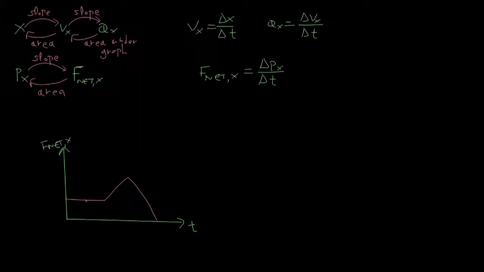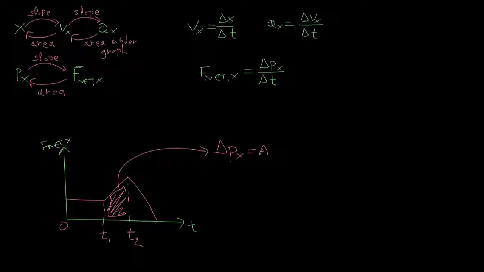Let's say this is 0, this is t1, and this right here, this is t2. If you have to calculate the change in momentum in the x direction, then you really have to calculate this area over here. So this is the area that you will have to calculate if you want to find delta px. So this area will give you the change in momentum in the x direction.